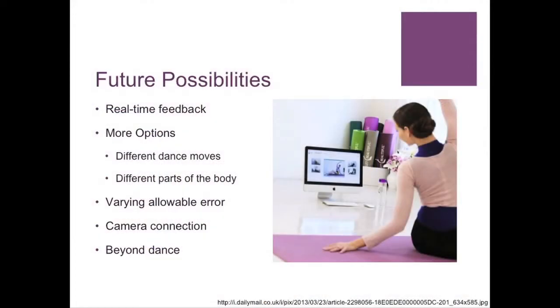There are many improvements that could be made or future possibilities. We could add real-time feedback so the dancer knows when a mistake is made as it's being made instead of afterwards. We could also expand the library to include more dance moves or monitor more parts of the body. We could vary the error, which right now is about plus or minus 10 degrees, so we can have different levels of difficulty. We can add a camera connection so that a picture is taken when a mistake is made. And finally, this can be applied to areas beyond dance, such as physical therapy or personal training.